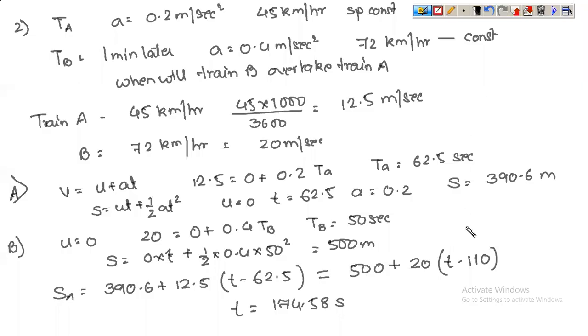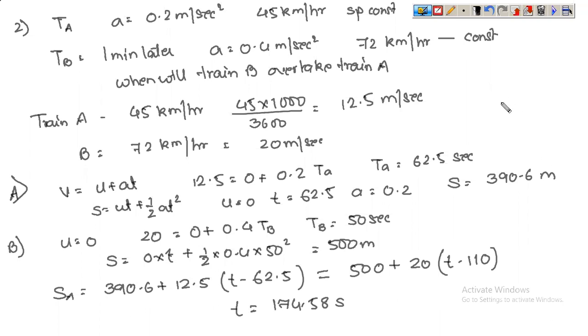So in this problem, again, if you want to find out the distance traveled before the trains actually overtake each other, you can put this 174.58 in any of the equations. You will get the distance traveled by the trains before they actually overtake each other.